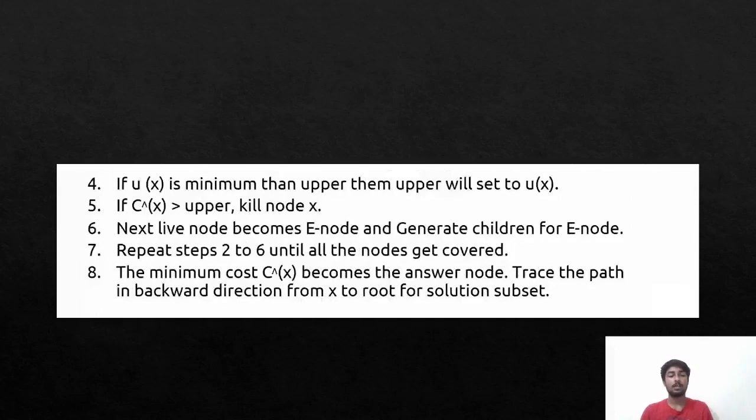Next, we check that if Ux is less than upper, then we set upper to Ux, and if Cx is greater than upper, then we kill the node X. After that, the live node becomes the E node and we generate children for the E node. Next, we repeat these previous steps until all the nodes get covered. At last, the minimum cost Cx becomes the answer node and we trace the path in the backward direction from X to the root for the solution subset.